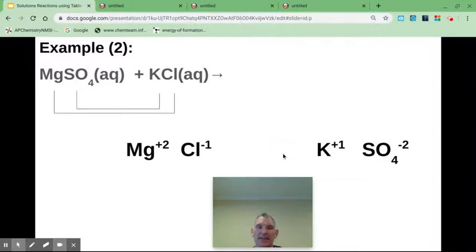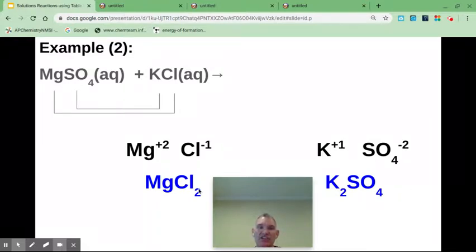So now I carry out the process. Swap and drop. The 2 is going to swap and drop. The 1 swap and drop. I get MgCl2. The 1 swaps and drops, and the 2 swaps and drops. I get K2SO4. Again, that might take some practice. Feel free to pause, look these things up, make sure you understand why we're using these numbers and how the process works.